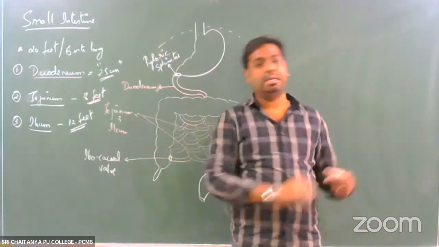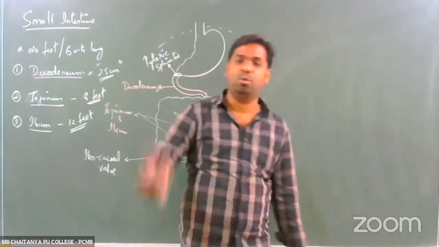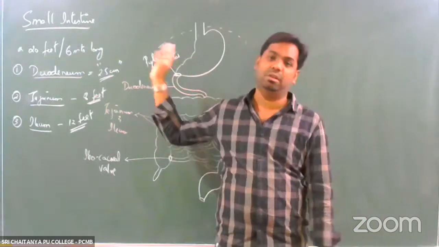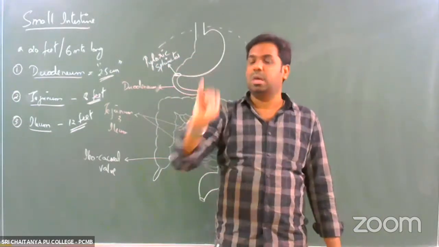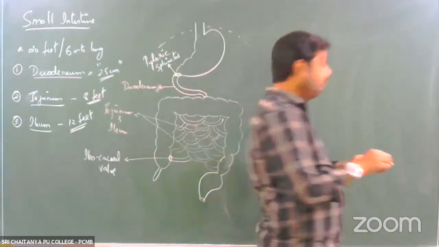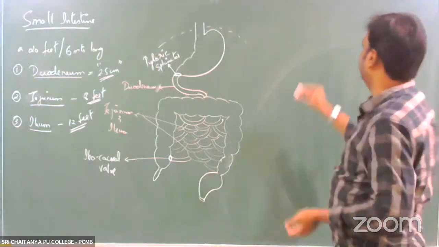Now let's get into the internal structure, talking about the histology of the small intestine. Again, the same four layers are present even in the small intestine: the serosa, muscularis, submucosa, and mucosa. Let me quickly draw those layers so that we get a clear picture of what is happening.